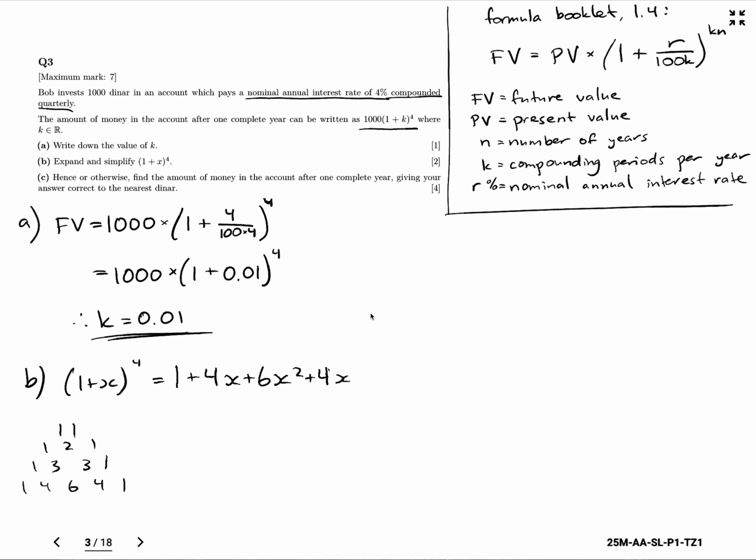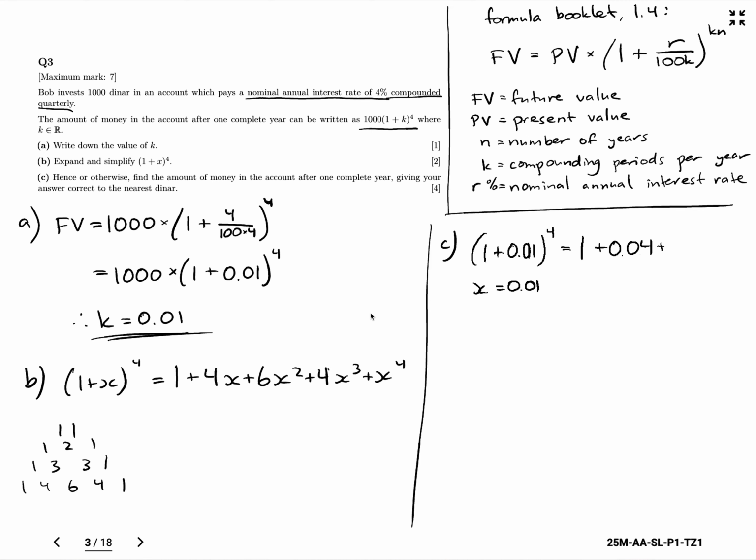So let's start off by writing this expansion with 0.01 because that's what the k value was in part A. So we want to write the expansion with this, which is the same as 1 plus 4x, where x is equal to 0.01. So 0.04 plus 6x squared. So it's this.